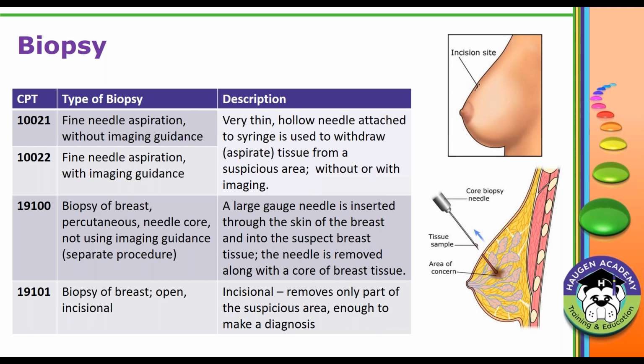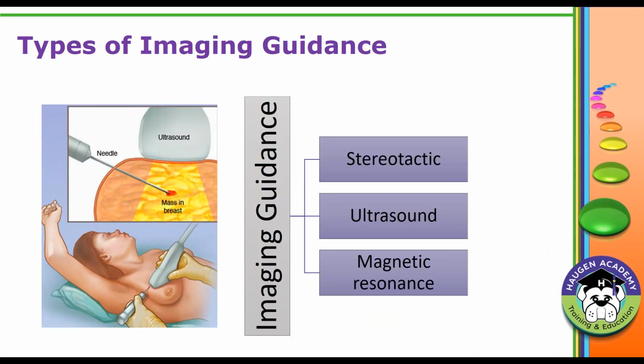So those are both without image guidance. There are various types of imaging guidance that are used for breast procedures. Stereotactic is special mammography machine using x-rays to help guide the provider's instrument to the site of abnormal growth. We have ultrasound, which is shown in the picture there. That's high frequency sound waves creating an image to use needle placement. And we have magnetic resonance, and that's the use of powerful magnetic fields and radio frequency pulses to create detailed images.